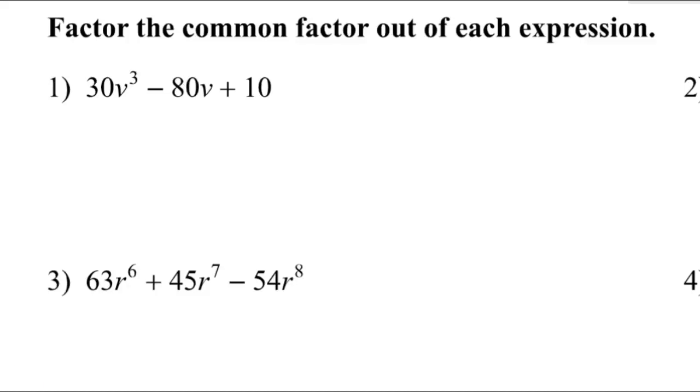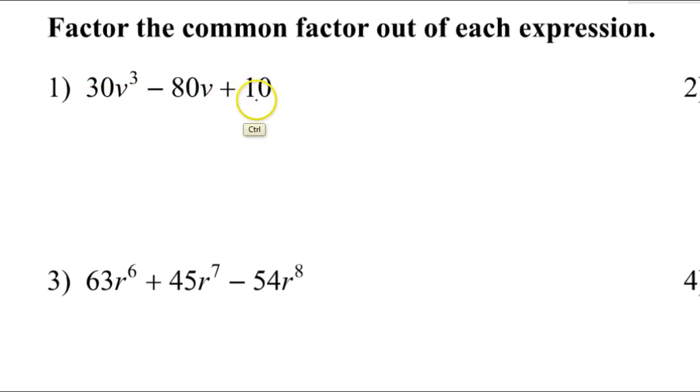In this video, I will show you how to factor by taking out the greatest common factor, or GCF. So the first step is to look and see, are there variables on every term? I see that the 10 has no variables on it, so that means that there will be no variable in the GCF. So now I'm just looking at the numbers, 30, 80, and 10.